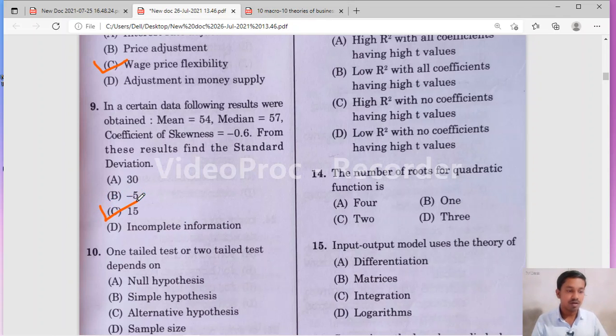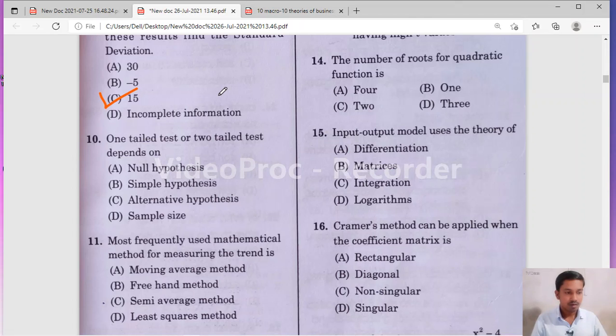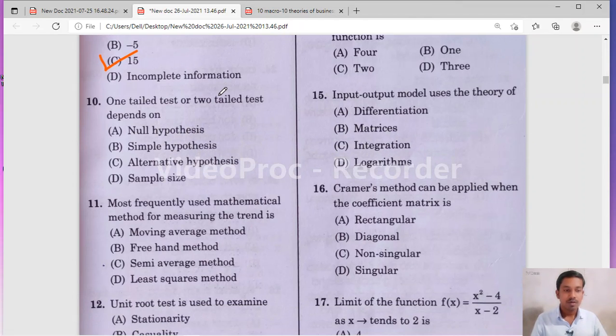Friends, in this video I'm just giving you key answers. If possible, in upcoming videos we'll solve the whole question paper with explanation. Now I'm just going to give you key answers.